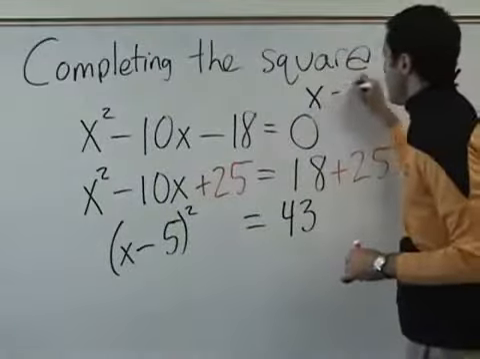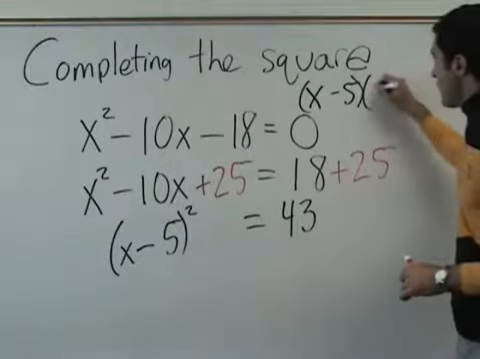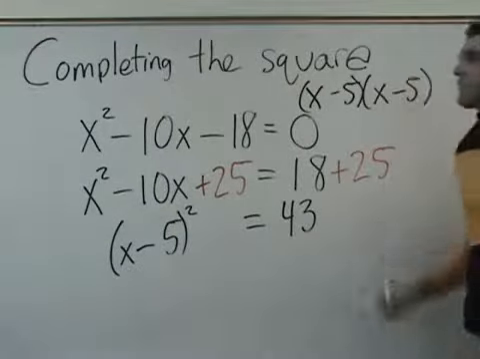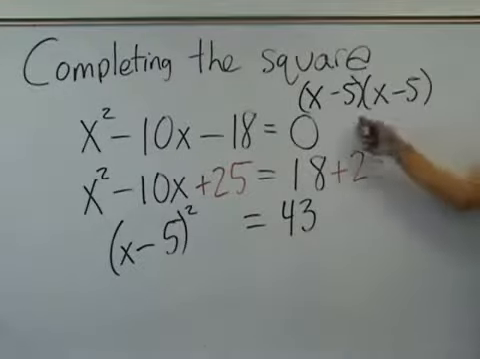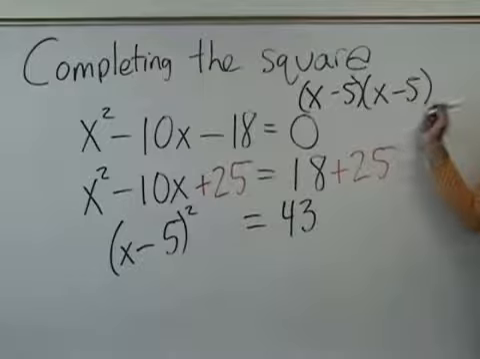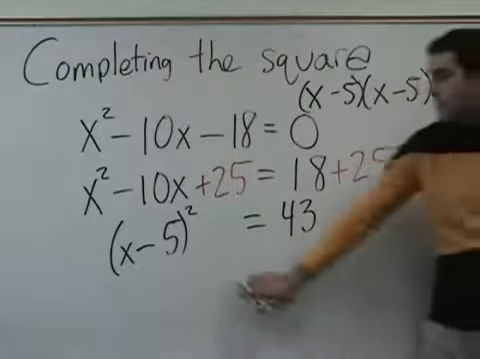25. x squared minus 10x plus 25. So this works. Good. Now we're at this point.